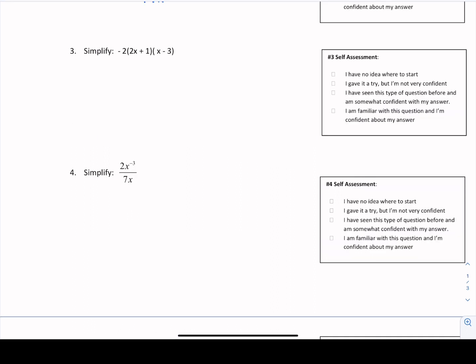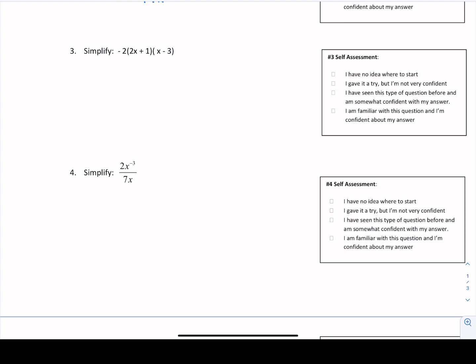Example number 3, we continue with that simplify set of instructions. So this time, although there are 2 sets of brackets, as there were in the second example, the one we just completed, these 2 sets of brackets are side by side. So essentially we need to multiply these things together.